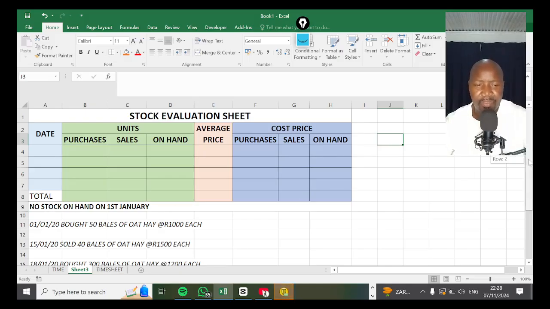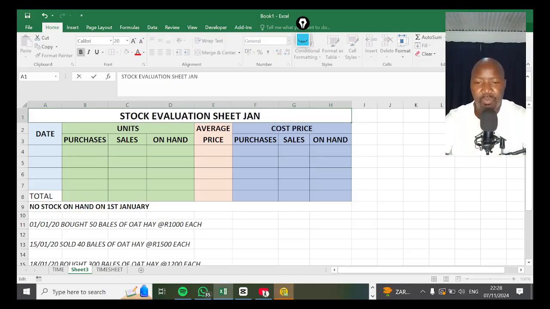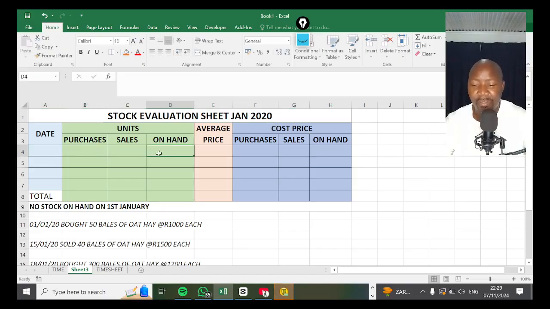You're going to be given a list of transactions on the question paper. For example, the first transaction says no stock on hand on the 1st of January. Now, we are doing stock valuation for January. Let me just put it here so that we know which month we're doing it for. Let's say it's January 2020. So they say there's no stock on hand, so it means there was no opening stock. There was no opening balance on quantities.